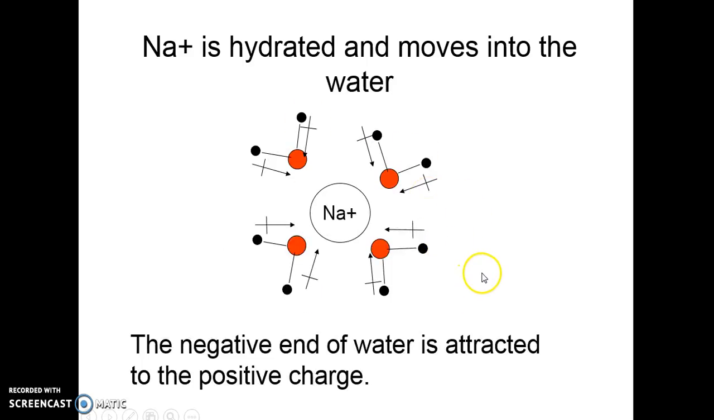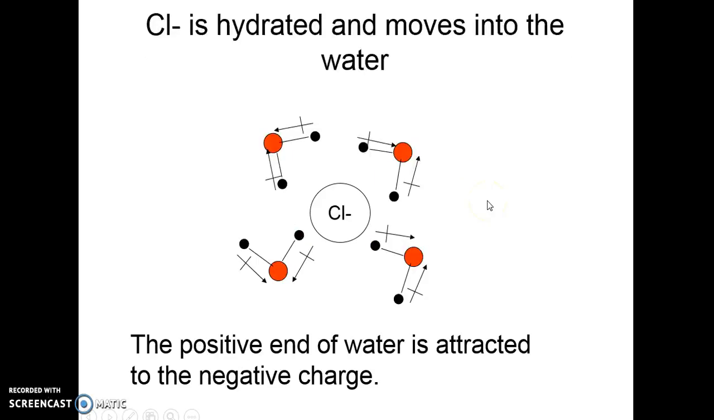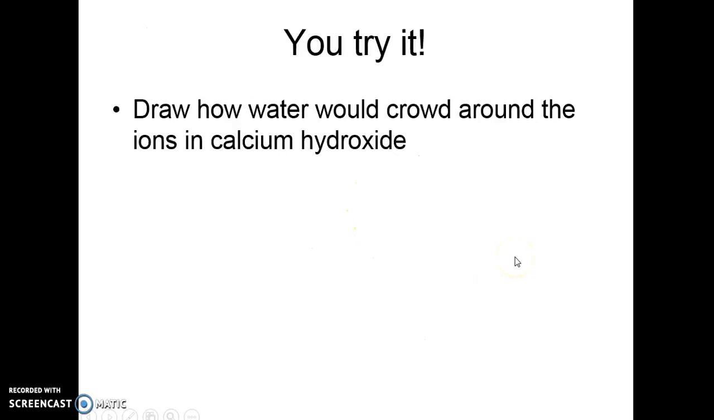Here's a picture of hydrated sodium, negative oxygen crowding around the positive sodium. And this is a chloride ion being crowded around by water molecules. Notice the positive hydrogen is all close to the chloride. So now what I want you to do is draw a picture of the hydrate that would form for the calcium and hydroxide ions when you dissolve it in water.